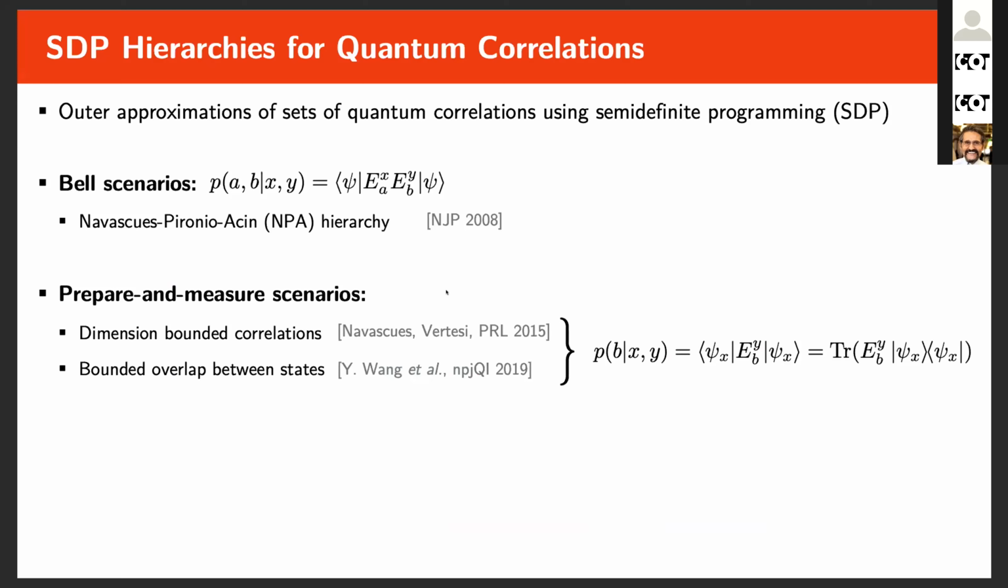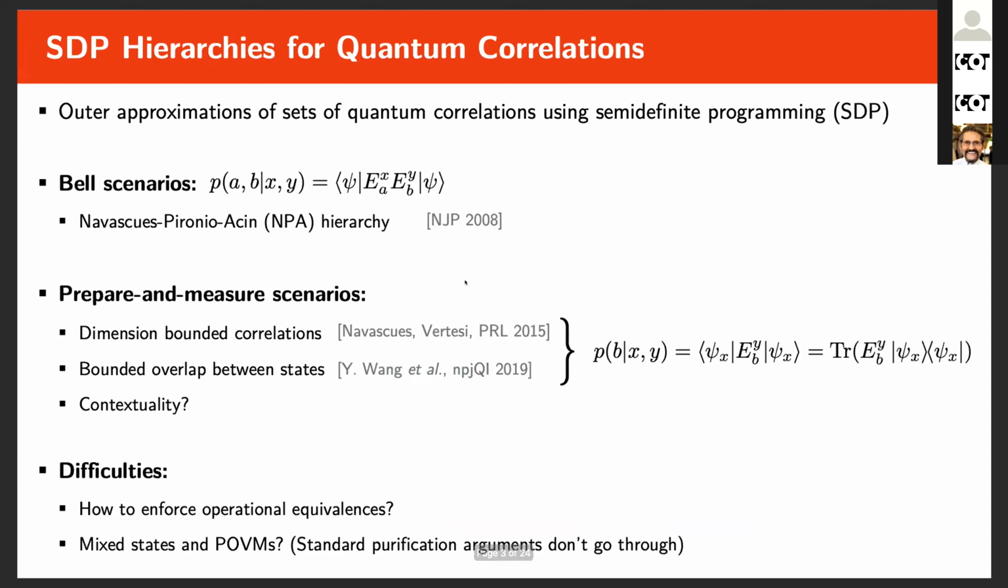And this type of approach has also been adapted for various prepare and measure scenarios, for example, dimension-bounded correlations, and there are many others. But until now, at least, there hasn't been any work trying to adapt this to contextuality, despite it being one of the most common kinds of scenarios of interest in quantum information.